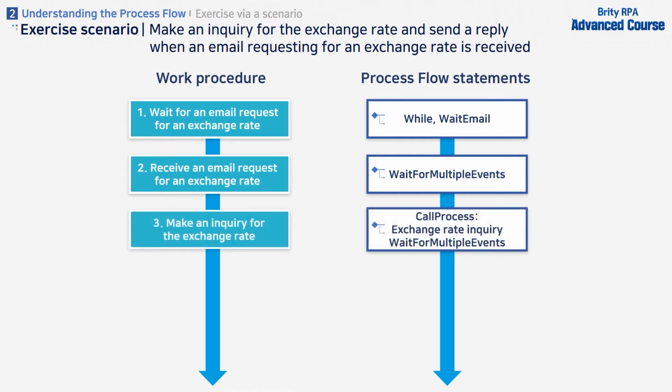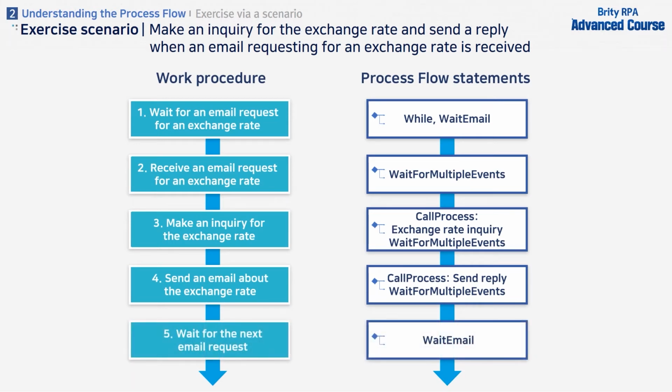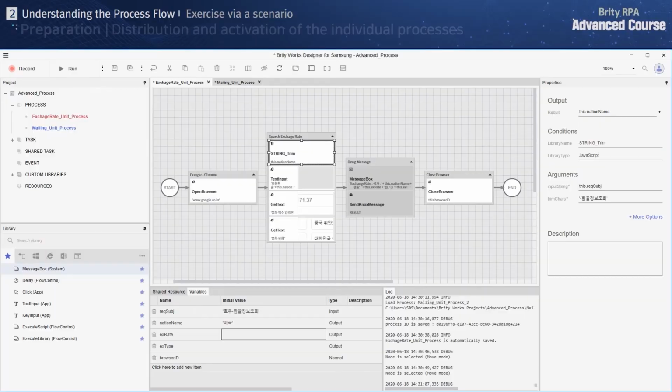The call process, triggered by the email reception, executes the exchange rate inquiry process first and waits for the result of the exchange rate inquiry by utilizing the Wait for Multiple Events activity. Then, the call process, triggered by the exchange rate inquiry result, executes the reply process. Lastly, the wait email activity waits for the next email.